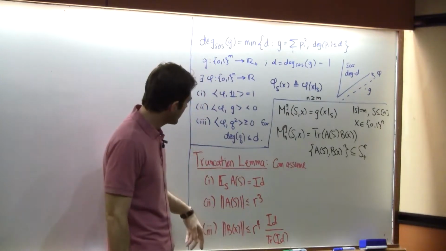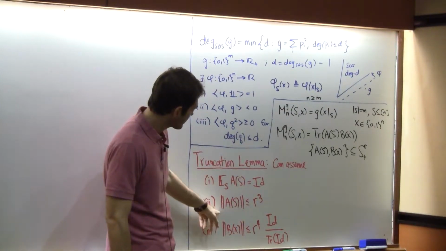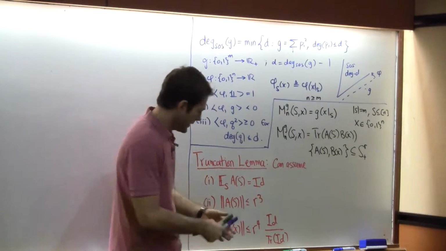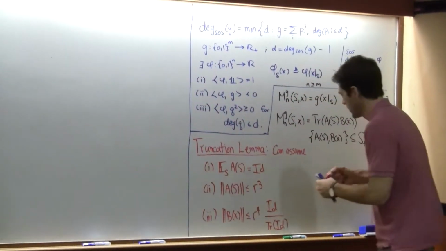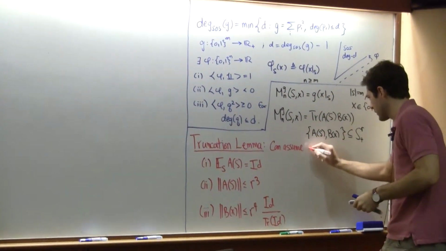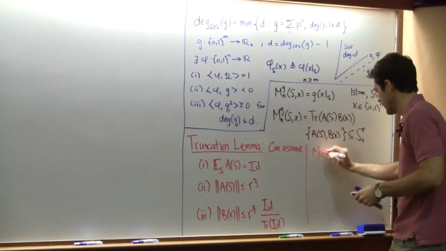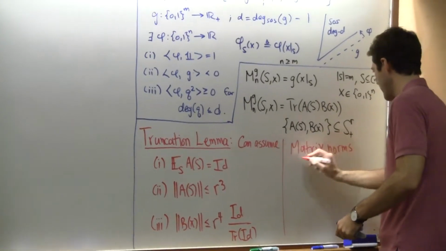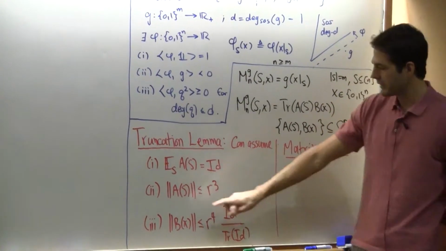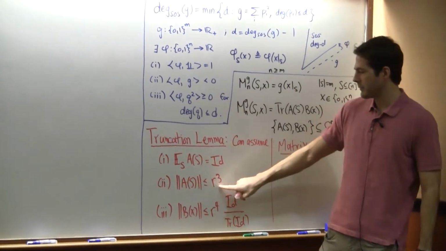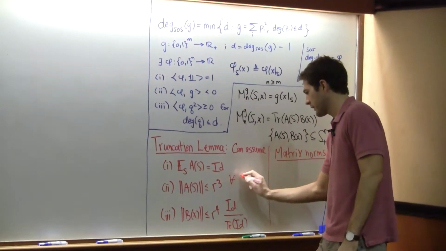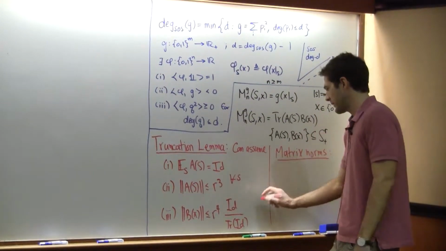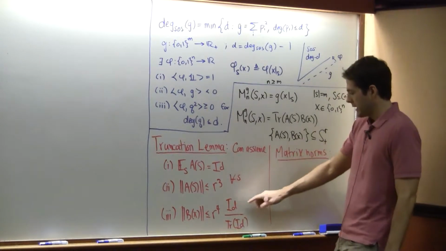Okay. So the important things here are just, and I should say what are these norms. That's right here. Matrix norms. But the only ones that are appearing are just the operator norm. So the largest eigenvalue of AS is at most R cubed for every S. The largest eigenvalue of BX is at most R to the fourth.